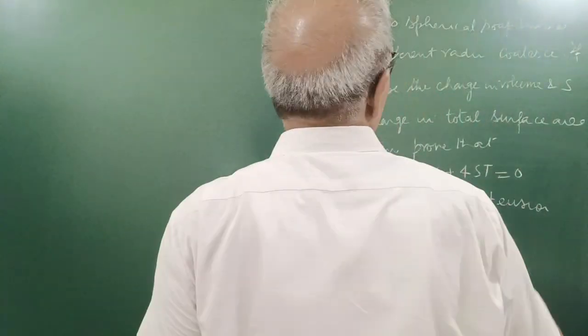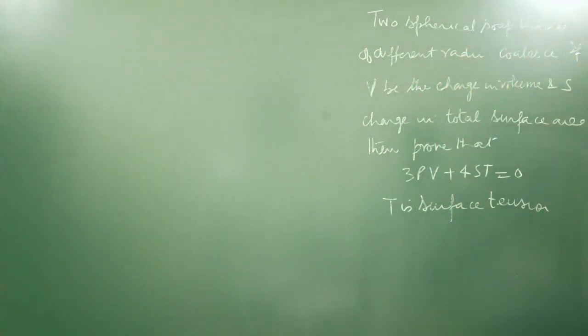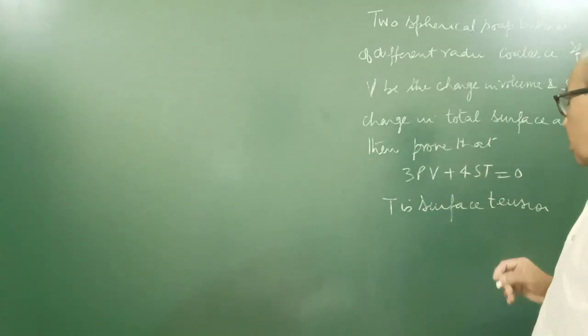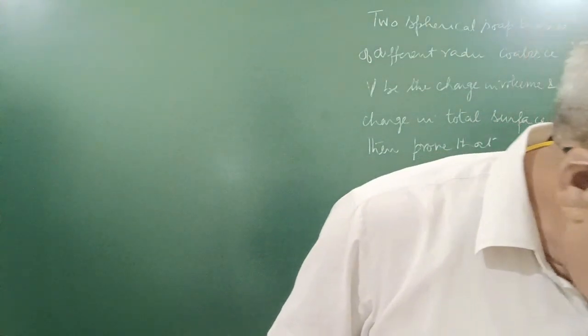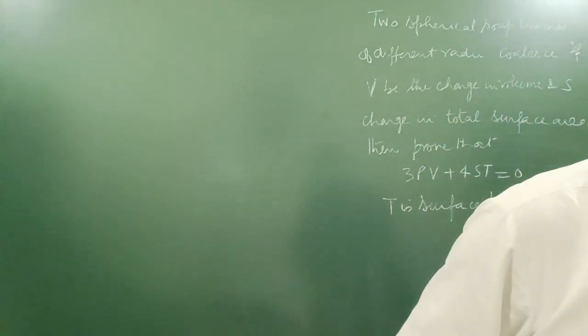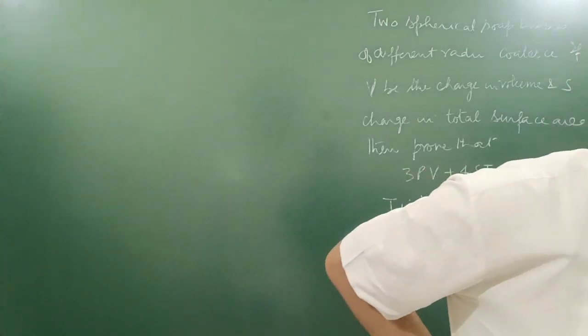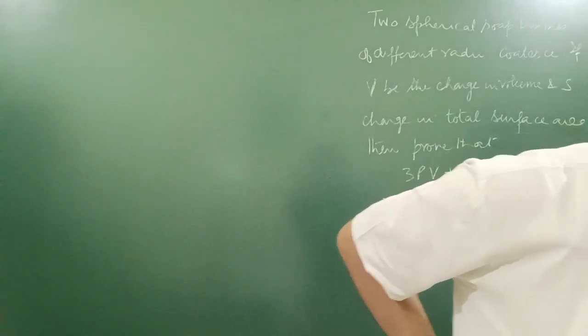So here is the question: two spherical soap bubbles of different radii coalesce. If capital V is the change in volume and S is the change in total surface area of the bubbles, then prove that 3PV plus 4ST is equal to 0. I am repeating the question again. Two spherical soap bubbles of different radii coalesce. If V is the subsequent change in volume of the contained air.